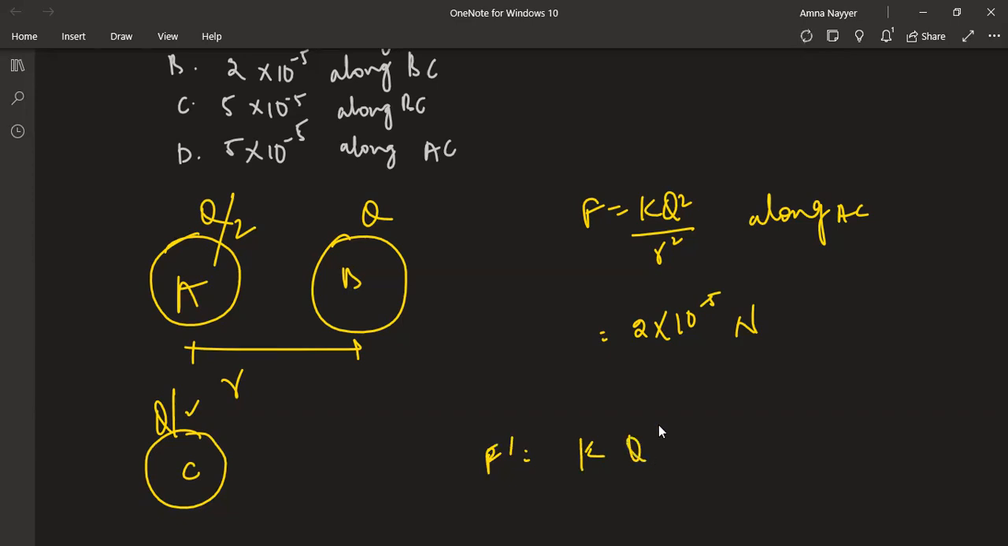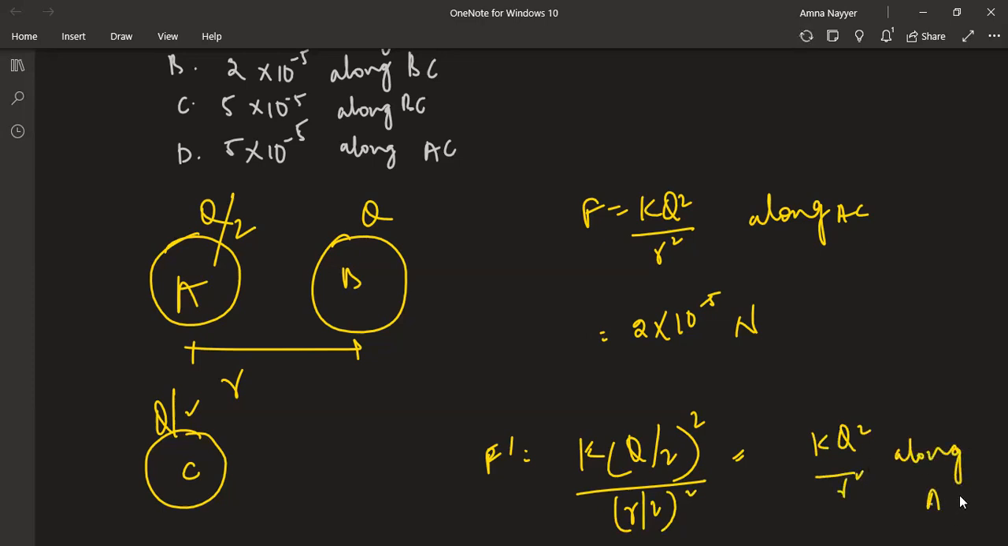Divided by, again, now see, distance is also getting reduced. When both of them are identical and the separation between them is also getting half. So here what will happen? R by 2 whole square. So you will get KQ square by R square along AC. This is KQ square by R square along AC. This is what you will get.